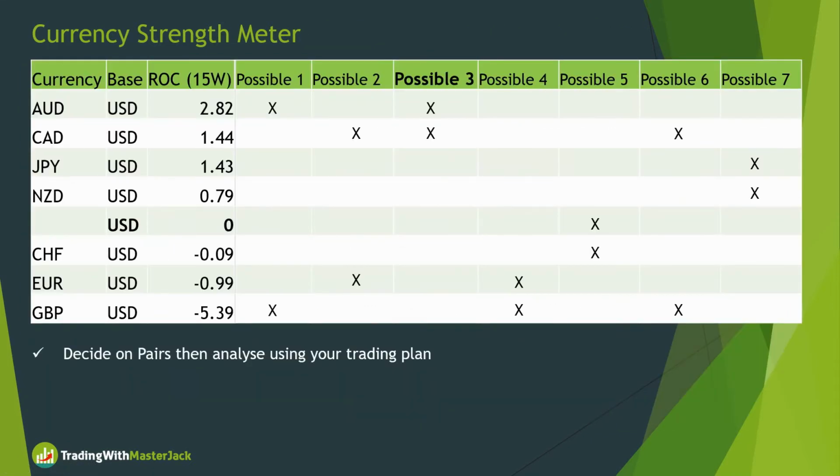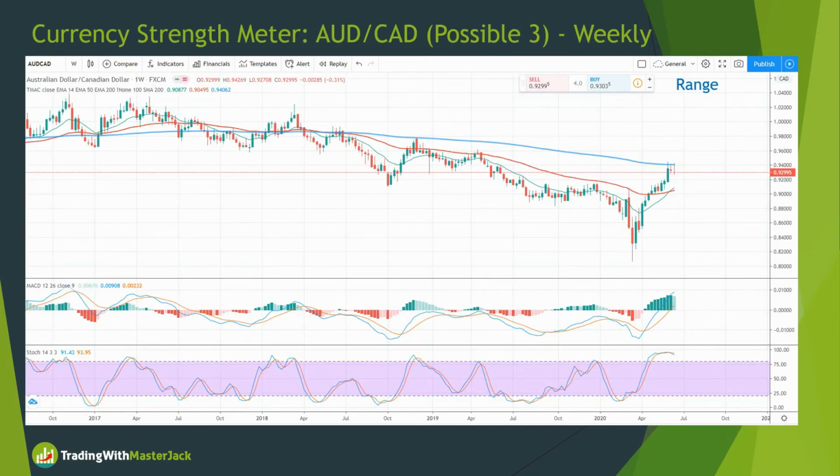Now looking at our third possibility, the Australian and Canadian dollar, you can see that the ROC is quite close to each other, so therefore this could possibly be in a range. If we look at our weekly time frame for this currency pair, you'll see the price has been trading relatively sideways, but it's more on the downside, so it's a very light downward trend over there.